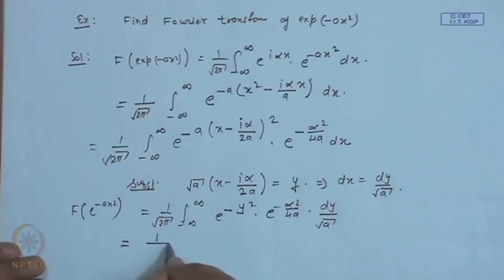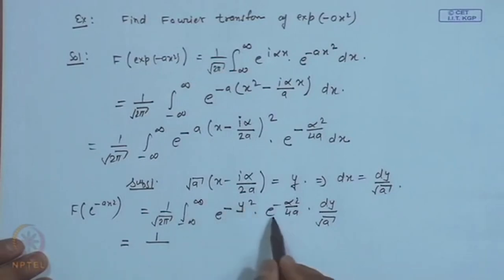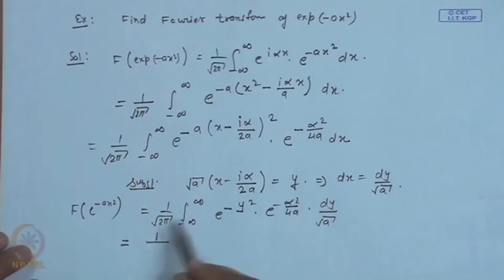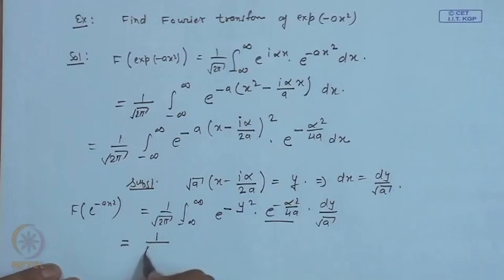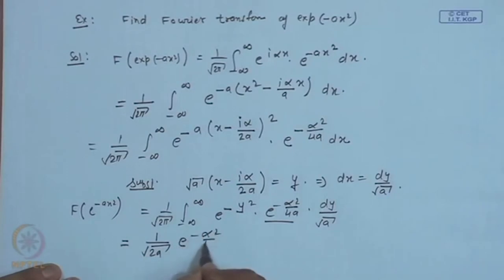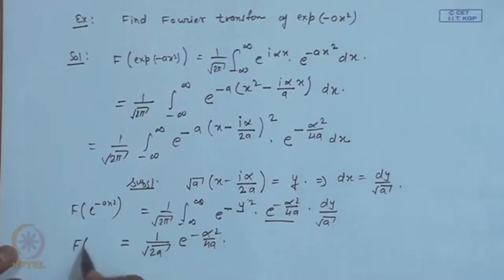So here, minus infinity to plus infinity, e minus y square dy, that's a Gaussian integral, and the value is square root pi, so that will be cancelled with this. This is anyway constant we have taken out of this integral. Now we can take this, so 1 over square root 2, and the square root a is here, and e power minus alpha square over 4a, so this square root pi gets cancelled with this integral of e minus y square dy, whose value is square root pi. So this is the Fourier transform of e minus a x square.